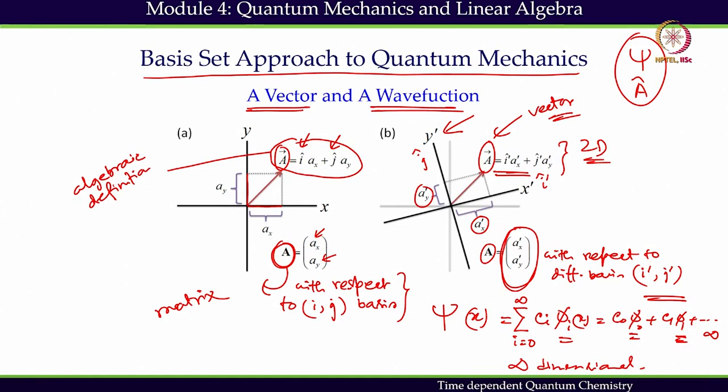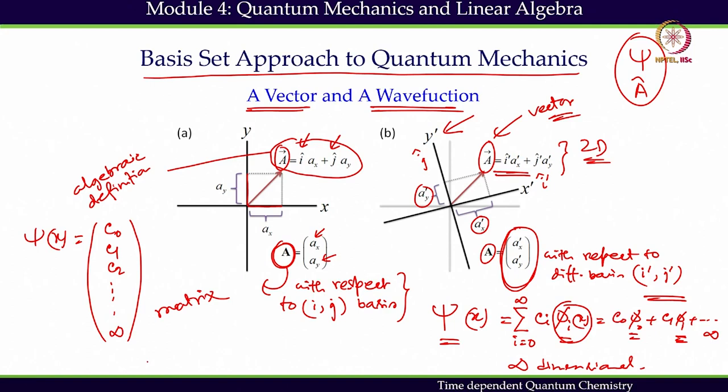So, that is the only difference, it is a dimensionality difference, but it is the same idea. I am just representing the wave function with respect to a basis, and if I do that, then one can say that this psi x can have a matrix representation, C naught, C 1, C 2, and this is called the column matrix, which is called a vector in linear algebra. We will understand more about it, but the basic connection should be clarified here. A vector and the wave function both would be equivalent in linear algebra in the context of basis set expansion.